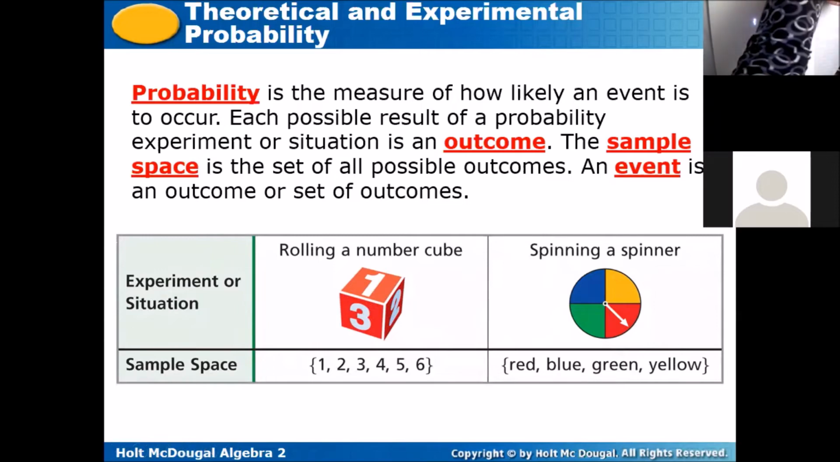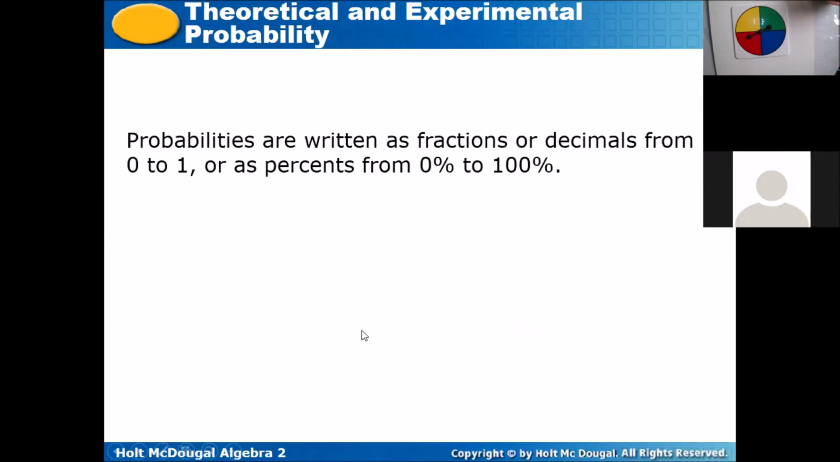If we were to spin the spinner here, our possible outcomes would be what? These 4 colors. Can you guys see that? The spinner. So every one of those, when I spin that, is an outcome, right? So I could get red or blue or green or yellow. Those are our outcomes.